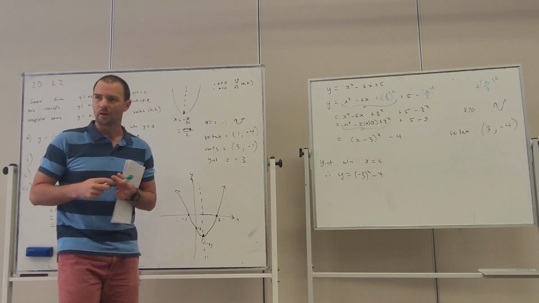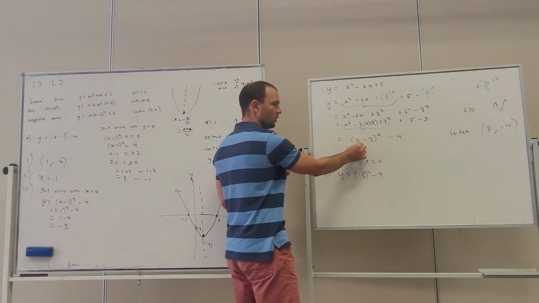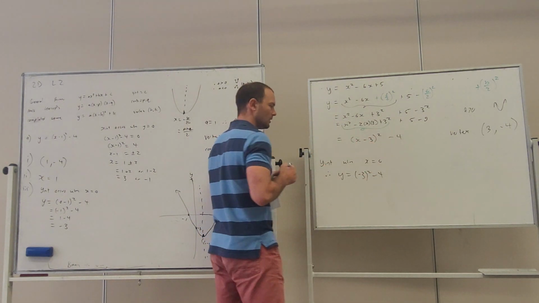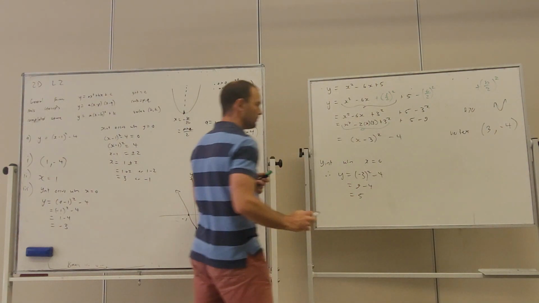When you go to find the y-intercept, you don't need to write out 0 take 3 squared, because you know 0 take 3 is going to simplify to minus 3 squared. So this becomes 9 take 4, which is positive 5.